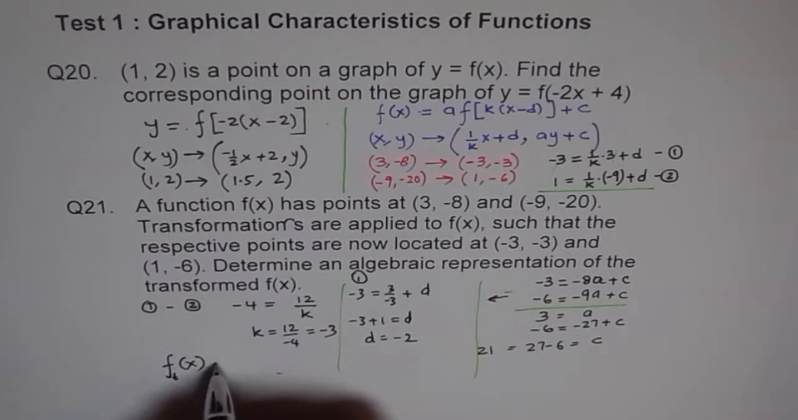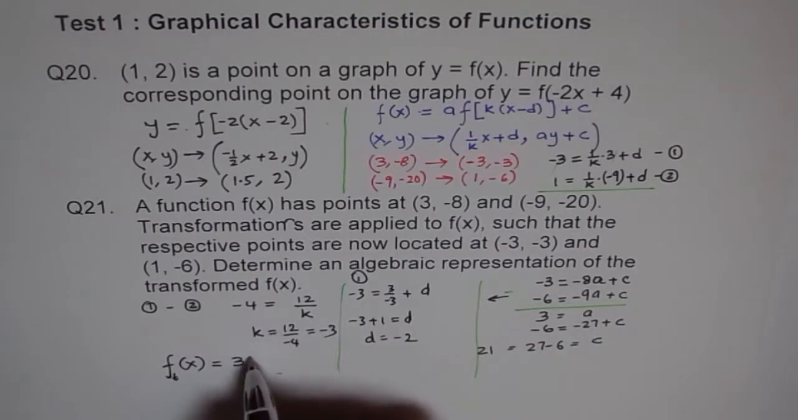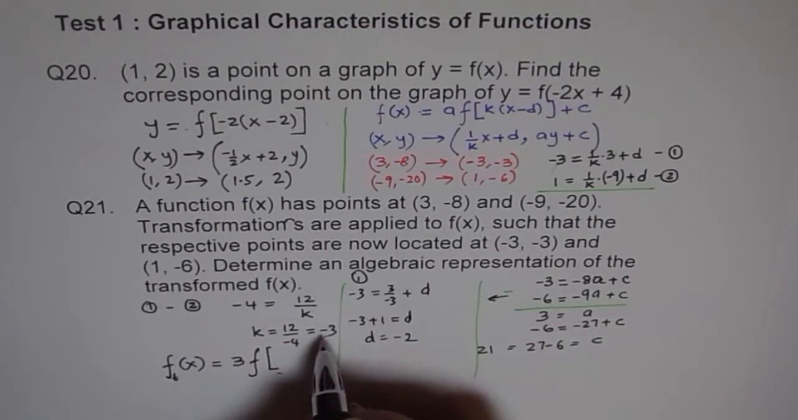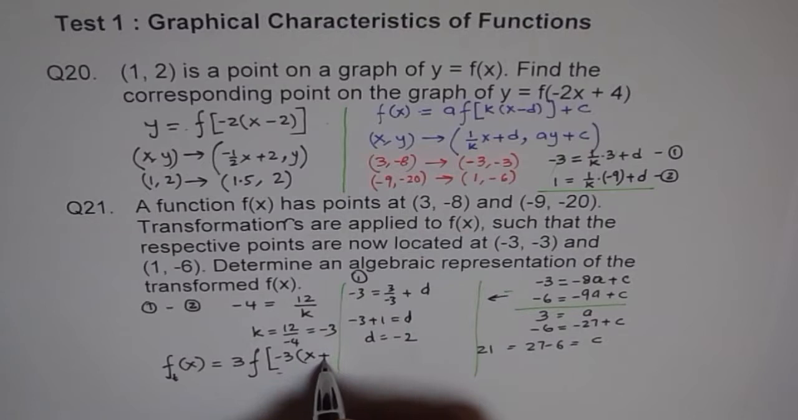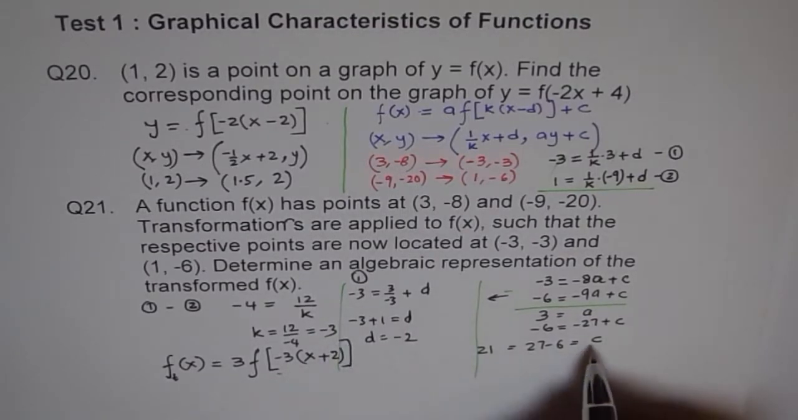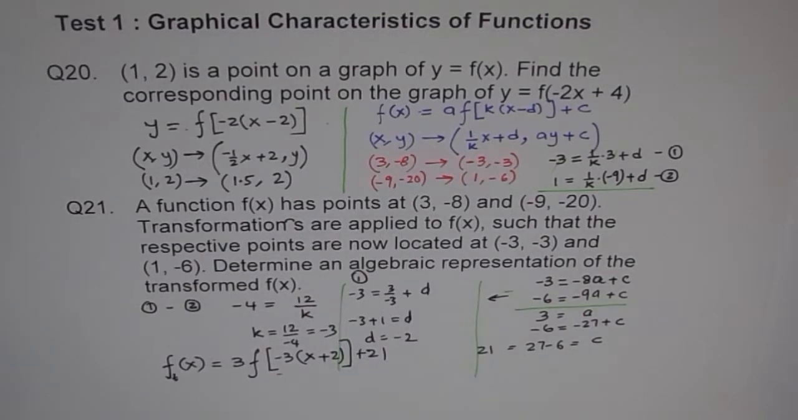The transformed function is equal to: the a value is 3 for us, so 3 times f of the k value, which is minus 3, times x minus d, where d is minus 2, so it becomes plus 2. Bracket close, and c is 21, so plus 21. So that's our final answer. Do you understand how we really got it? This involves a lot of calculations and thinking, so go through it again so that you really understand what I did.